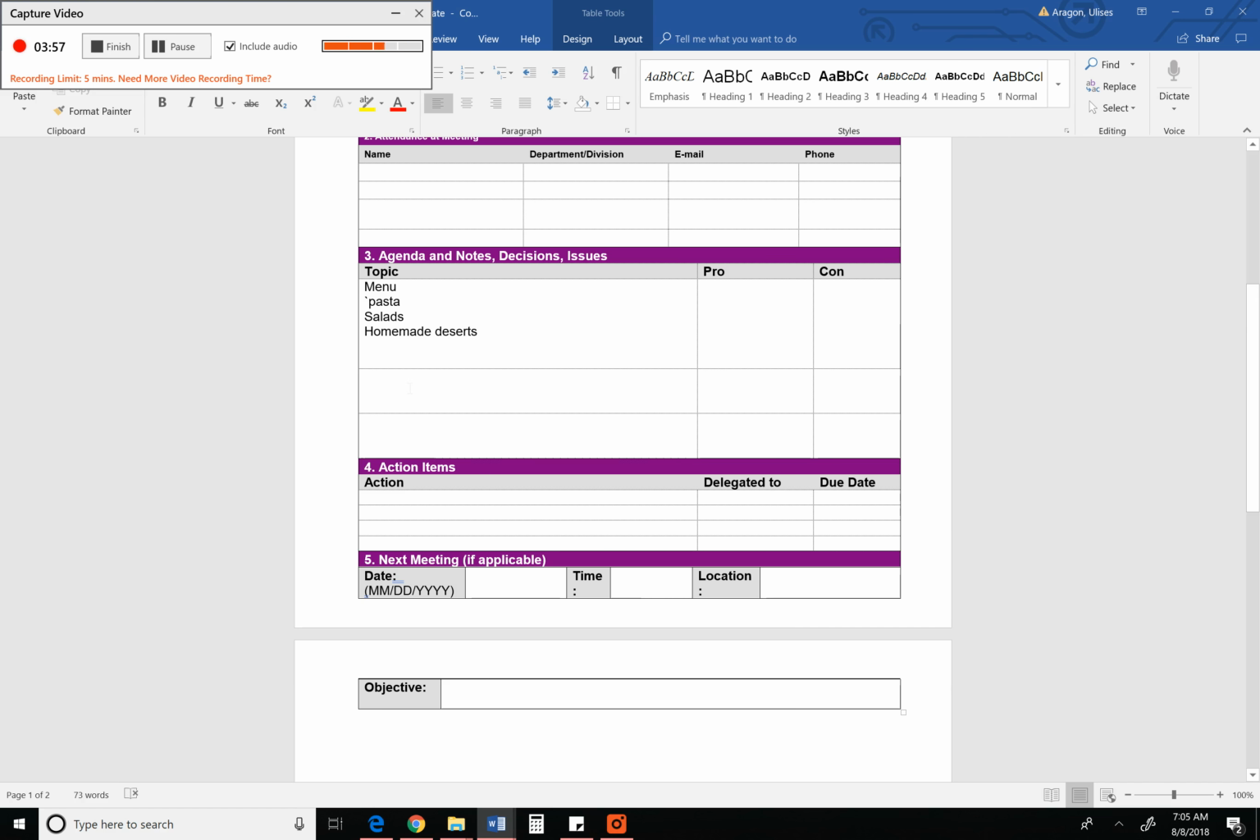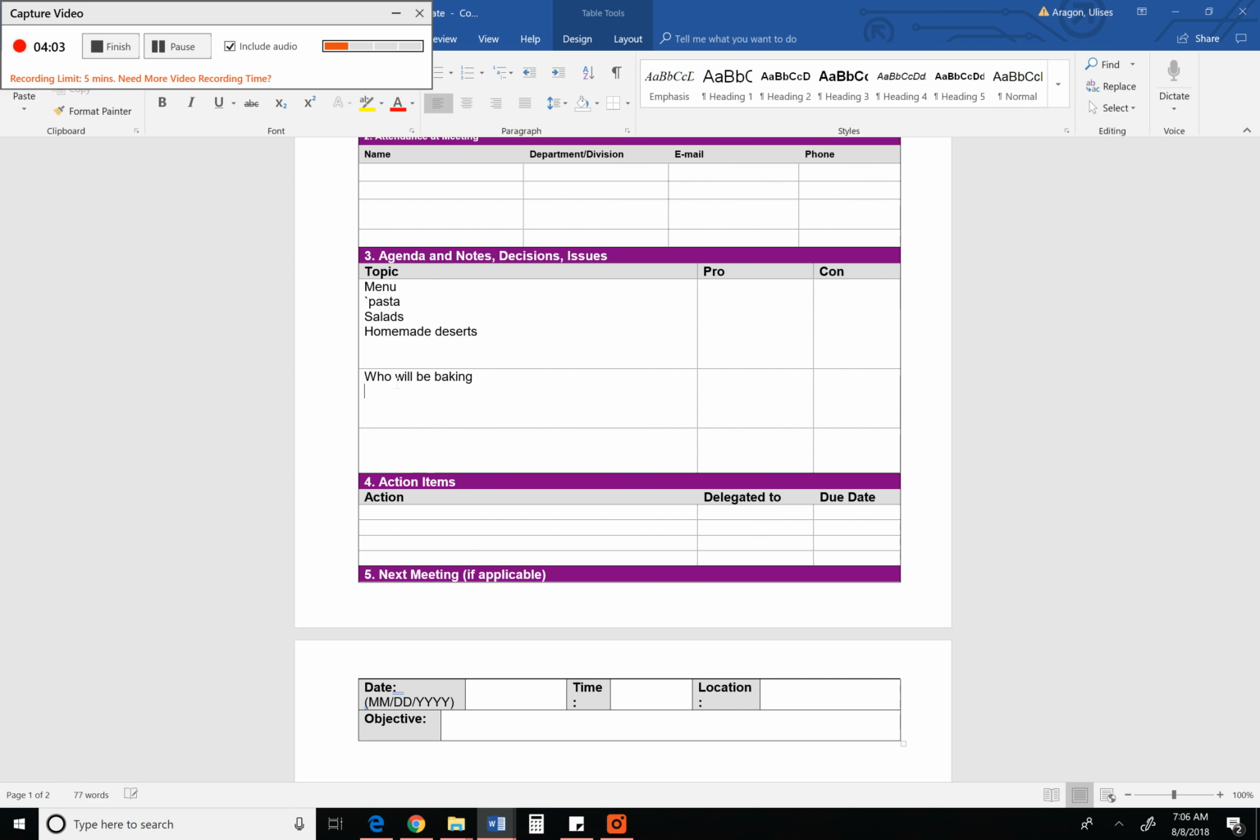And then as far as logistics, you could say we discussed who will be baking, where we will get the food from, and so on and so forth. And then as far as the pros, what is the pro to this particular topic? Well, the pro is it is inexpensive. The con is it requires a lot of preparation.